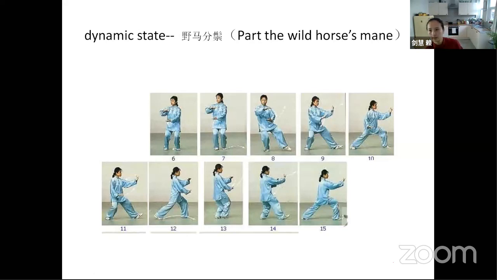Dynamic state. I choose the Yema Fen Zong, Shou Hui Pi Pa and Dao Juan Gong. Take a look at this one, the Yema Fen Zong. From the motion, your weight has a change, because in the dynamic motion the movement is always changing from the left side to the right side, from down to up. So the weight always changes. This is Tai Chi.